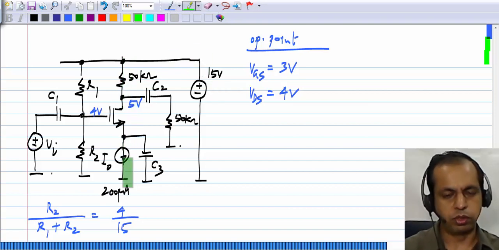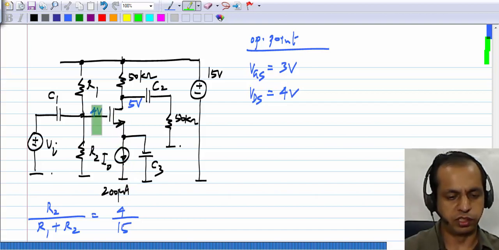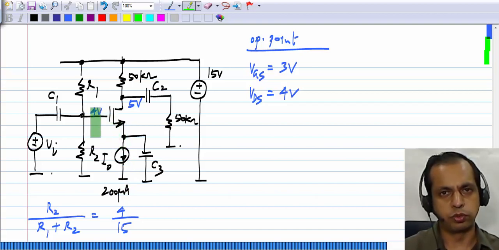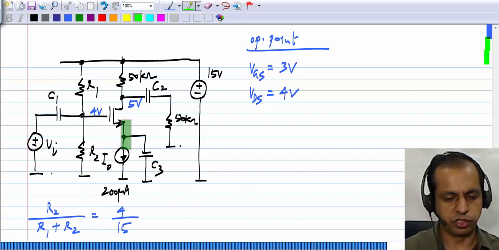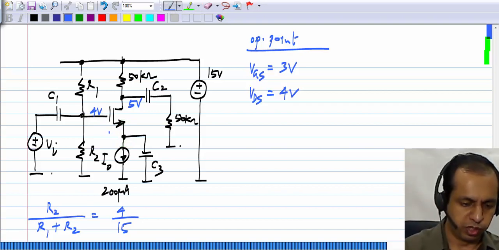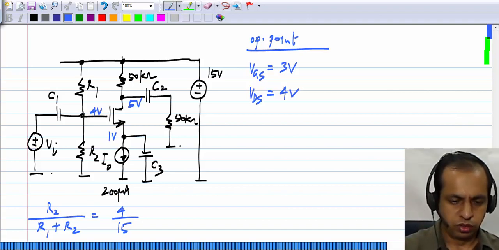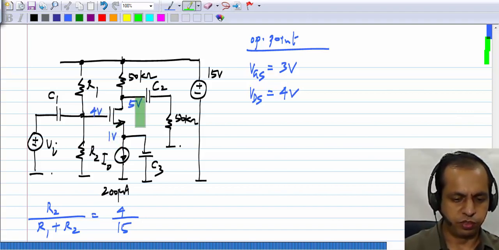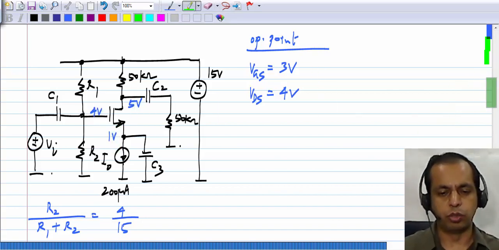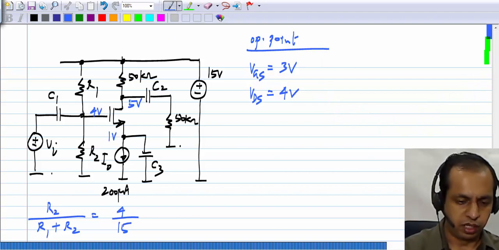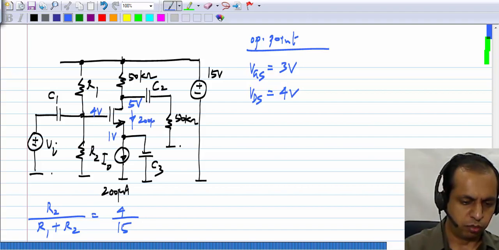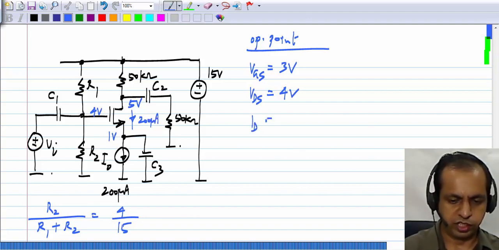And because 200 microamperes current requires a 3 volt gate source voltage in this MOS transistor, the source will be at 1 volt. So VGS is 3 volts and VDS is 4 volts at the operating point. And the drain current ID is 200 microamperes.